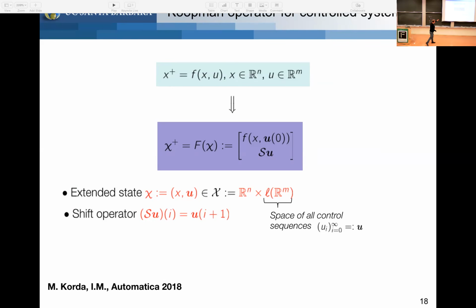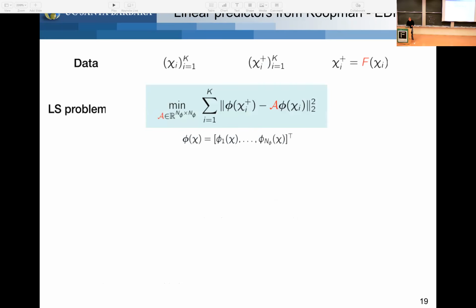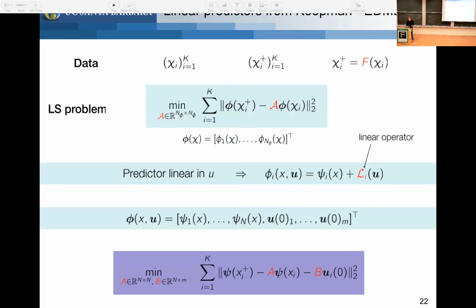So you have your f, kappa plus is now the next time iterate, and you have a shift on the space of sequences. Now, shifts on space of sequences, for us dynamical systems people, are normal dynamical systems. There is nothing unusual to them. So you can get a Koopman operator on x and on u.